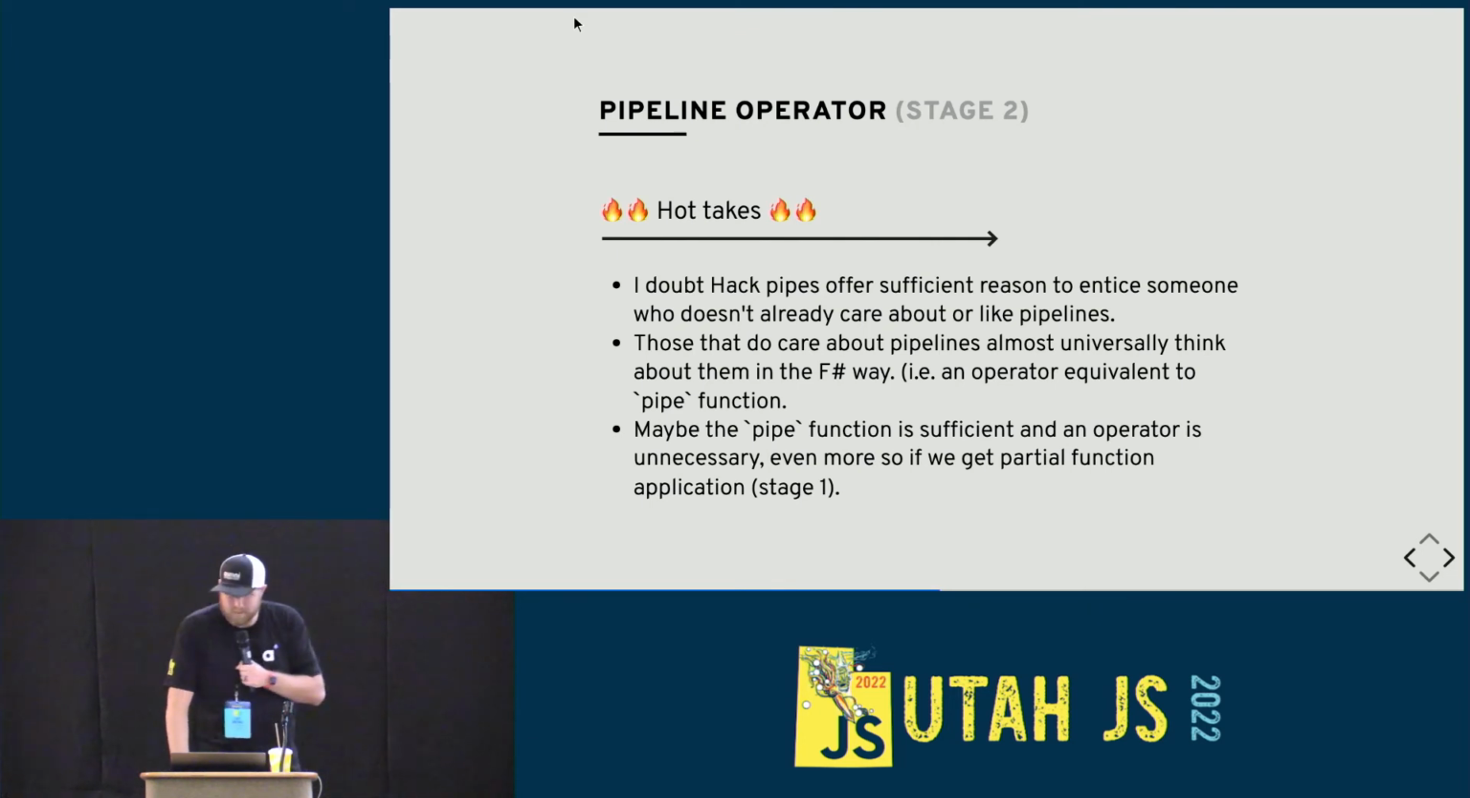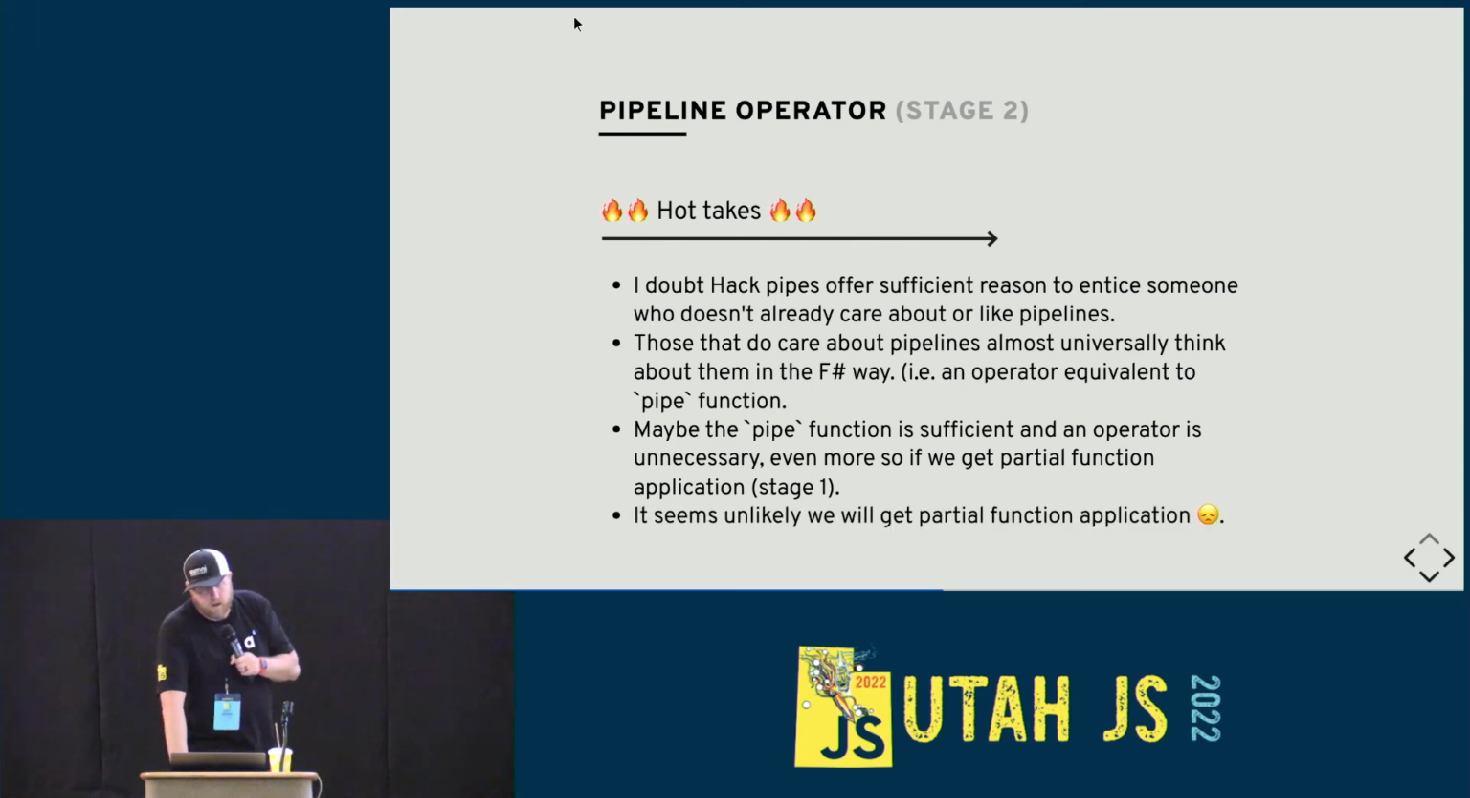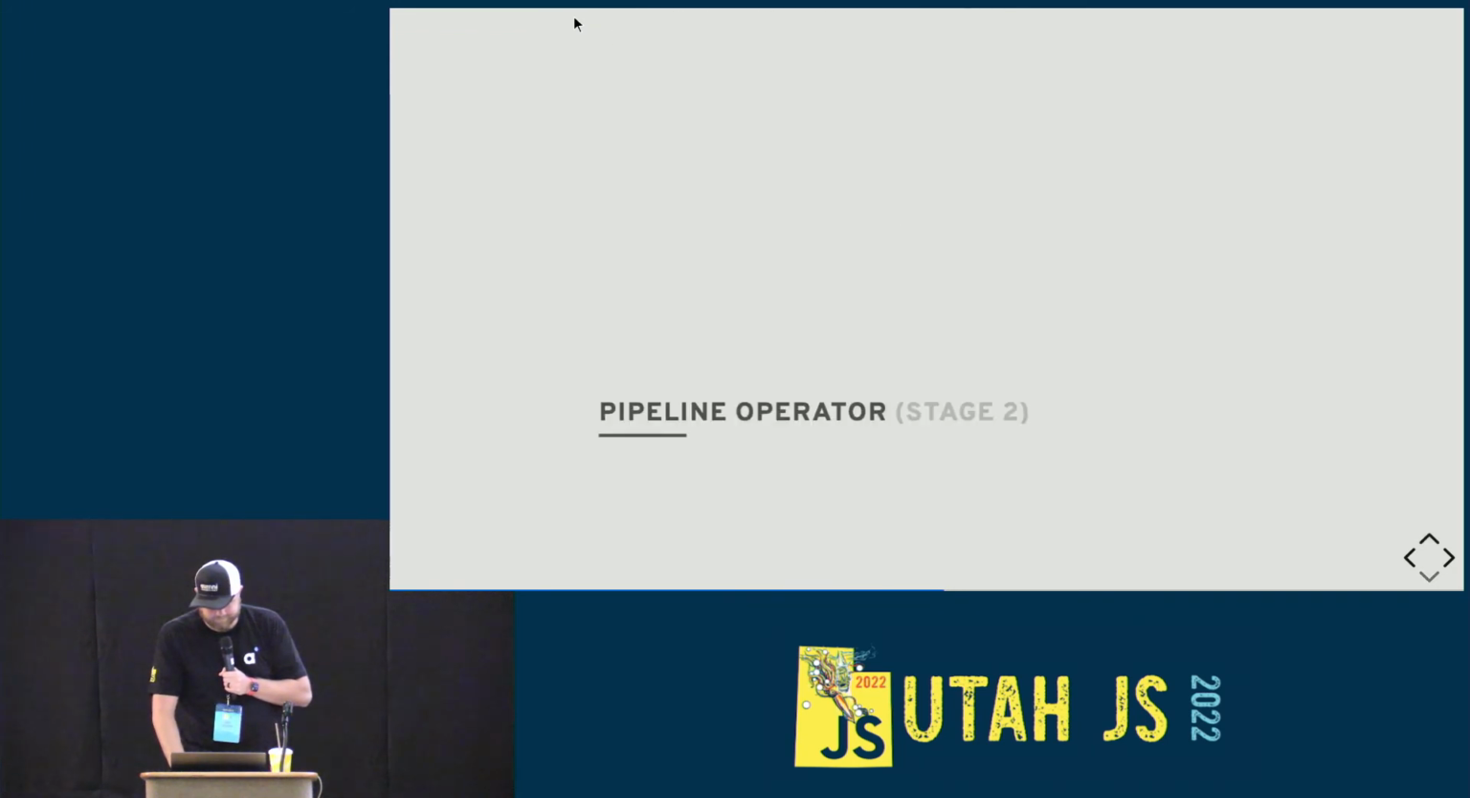Maybe the pipe function that we can create in userland is sufficient. Maybe we don't need an operator at all. Maybe. And that might be even more true if another proposal, the partial function application proposal, gets past stage 1. However, it seems unlikely that the partial application function will proceed for largely the same reasons that the F-sharp pipe didn't proceed.